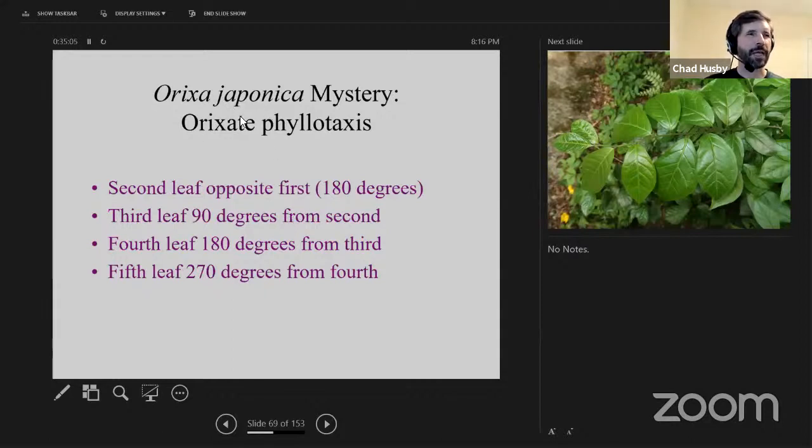But there's one situation that's not explained by the Douady and Couder model, which is found in this interesting plant, Orixa japonica, which is from Japan. And this has a stranger leaf arrangement where the second leaf is 180 degrees from the first, and the third leaf is 90 degrees from the second, then the fourth is 180 degrees from the third, then the fifth is 270 degrees from the fourth. So this is clearly not classic Fibonacci phyllotaxy, nor is it like the simple fan shape like in the traveler's palm.